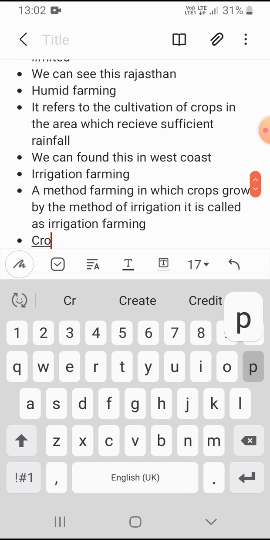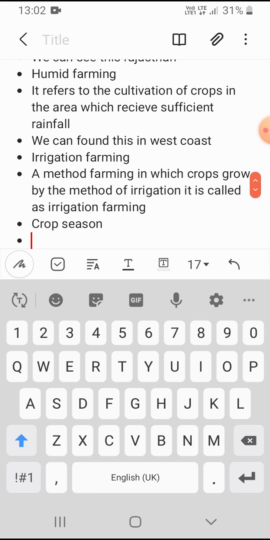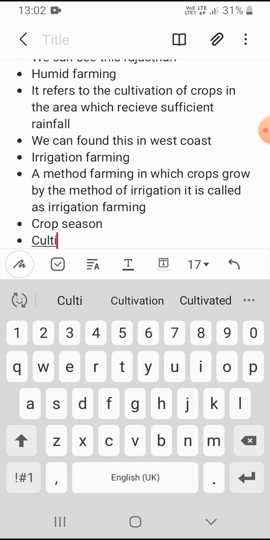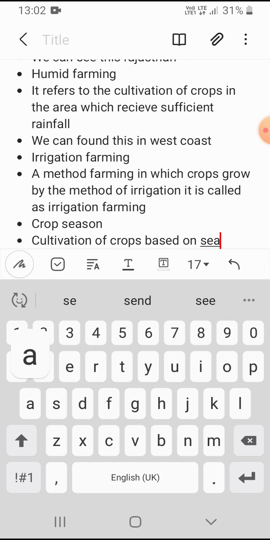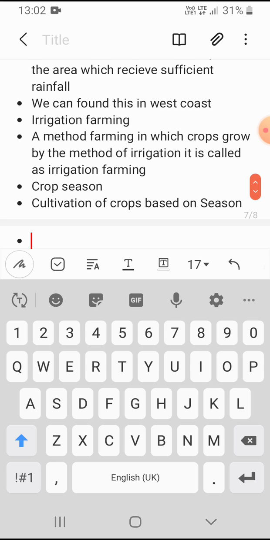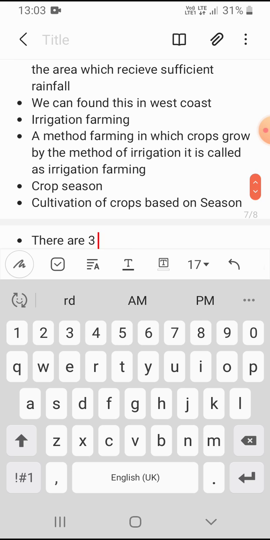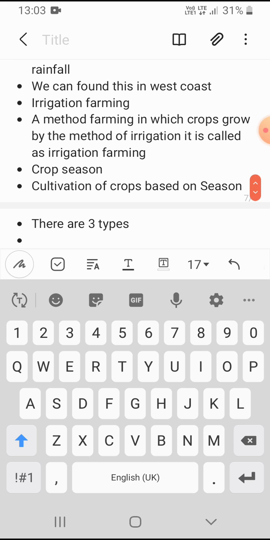Next is crop season. Let's know about crop season first. What is crop season? It means cultivation of crops based on seasons. As you learnt in your lower classes, there are Kharif crop, Rabi crop and Zaid crop. There are three types, and one is Kharif crop.